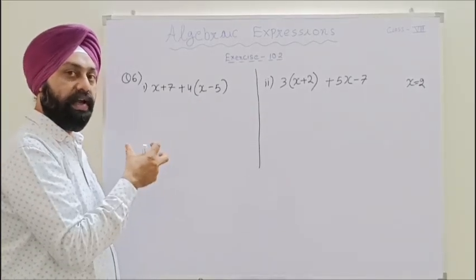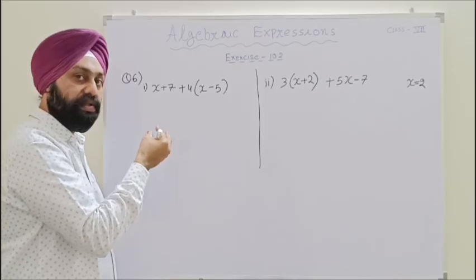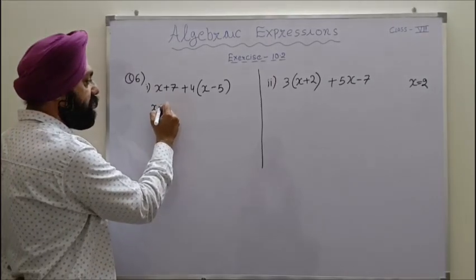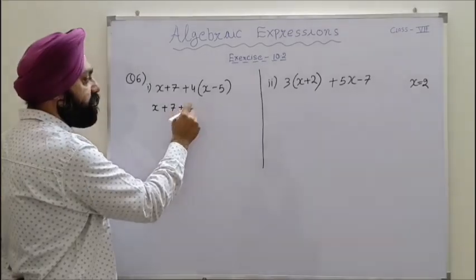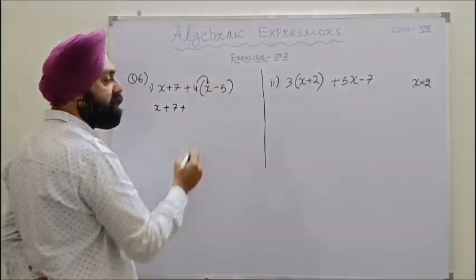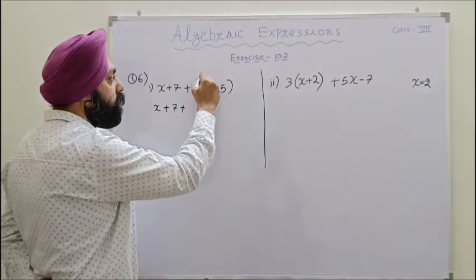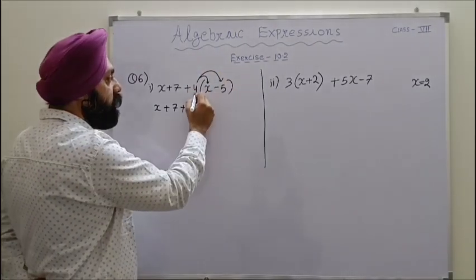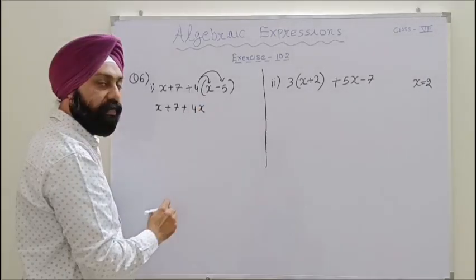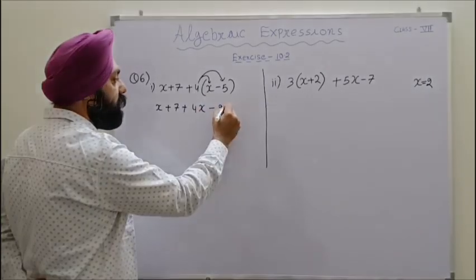we have to combine the like terms together and simplify the expression. So I'll show how it is done. It is x as it is plus 7. Plus, first of all, we will open this bracket. So 4 will get multiplied with x using distributive property, and 4 will also get multiplied with minus 5. So 4 into x will give 4x, and 4 into minus 5 will give minus 20.